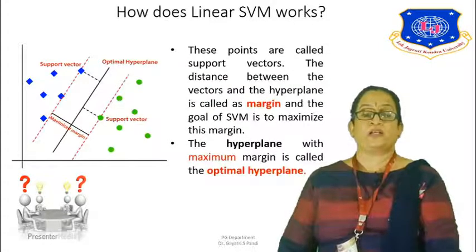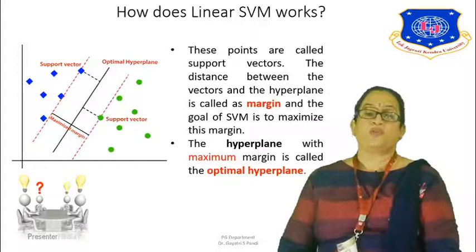The one I told you, the green and the blue, which are closer to the hyperplanes, that is the positive hyperplane and the negative hyperplane. The distance between the vectors and the hyperplane is called the margin, and the goal of SVM is to maximize these margins so that the points are separated appropriately. The hyperplane with the maximum margin is called the optimal hyperplane.